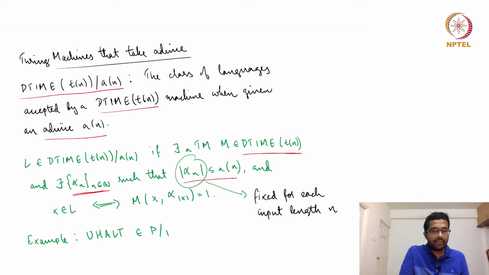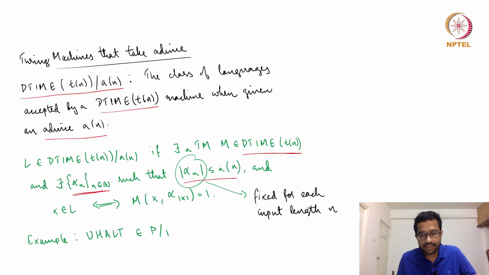There we did not have that. We could have a separate witness or certificate string for each input. Even two different inputs of the same length could have different certificate strings. Whereas here the advice string is just dependent on the length of the input. It cannot keep changing based on the input. So for a fixed length, whatever may be the input, the advice string has to be the same. It can only be dependent on the input length. So the alpha n is fixed for a specific n. So these are the main differences.